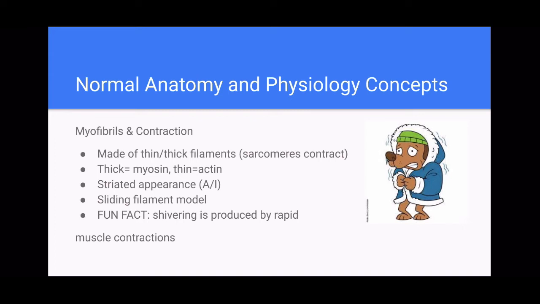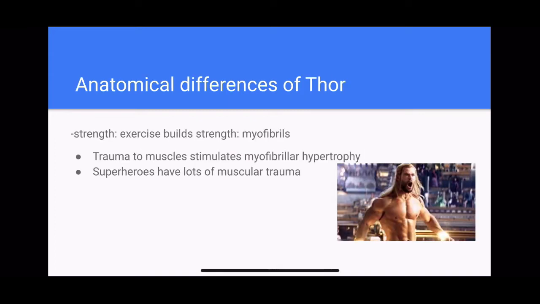When exploring the anatomical differences of Thor versus a quote-unquote normal human, the first thing that we can see is muscles. Muscles equate to strength. So what is strength? Strength is built from exercising and creating trauma to the muscles, aka small tears, which then repair themselves. As with any repair, when you put glue on something or a Band-Aid, the more you put, the thicker it is, the stronger it becomes. It's the same thing with these tears in our myofibrils.